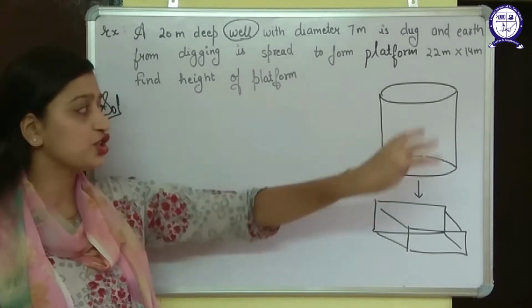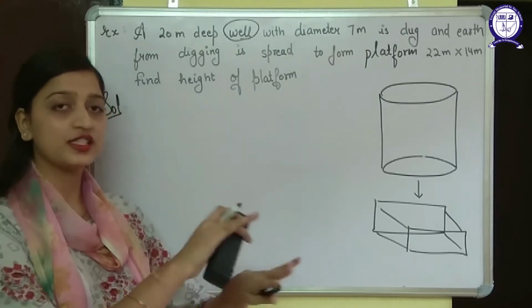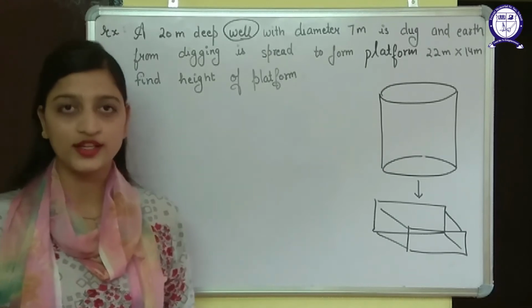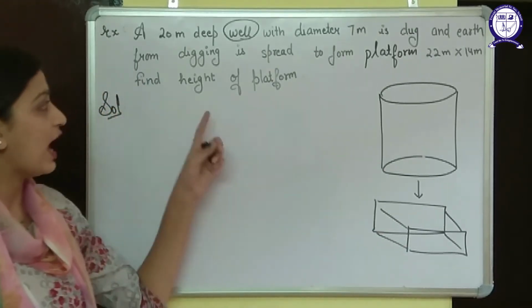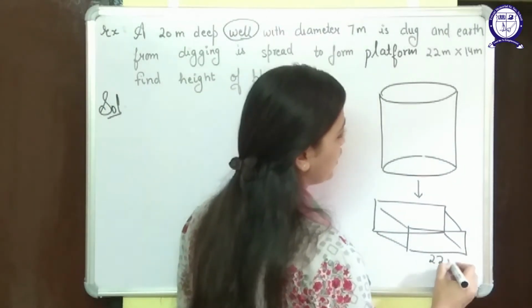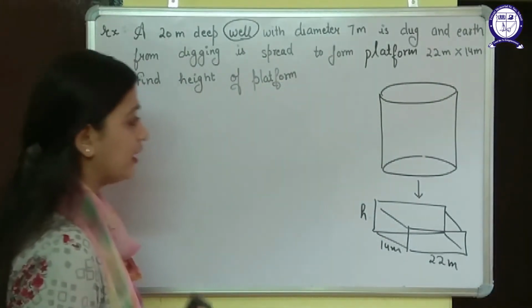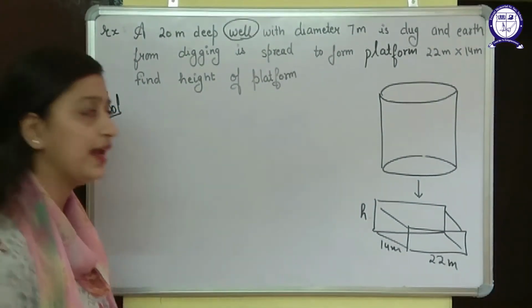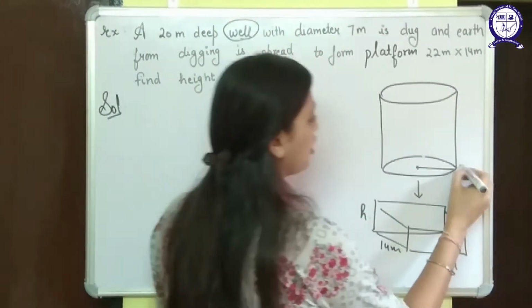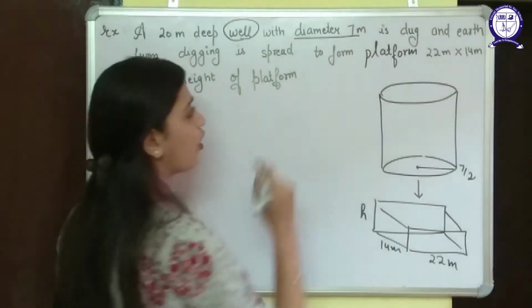Firstly, the sand was in the shape of the cylinder, and then all the sand is taken out and it is spread in the form of a platform that is cuboidal in shape. So I need to find the height of this platform when the length and breadth are given as 22 meter and 14 meter, and this height we need to find. Now what is the radius of this cylinder? The radius is 7 upon 2 because 7 is diameter here. So radius will be 7 upon 2.